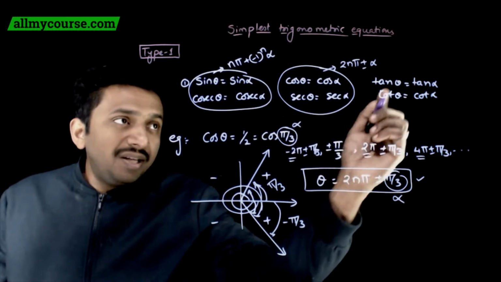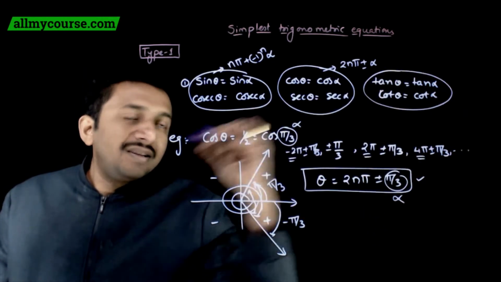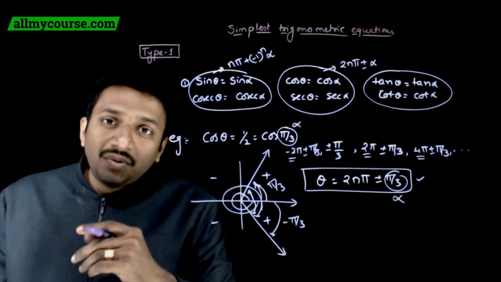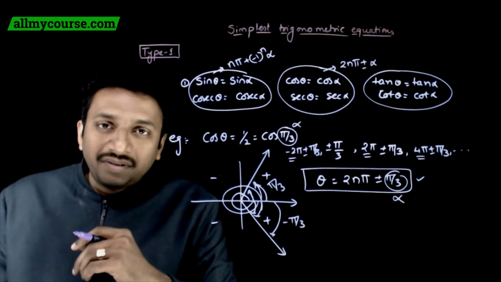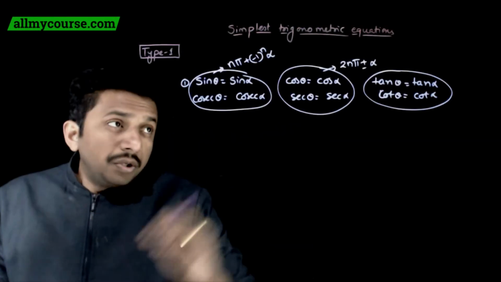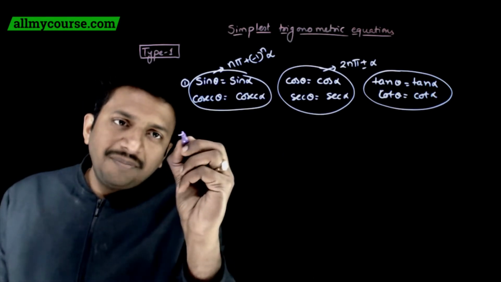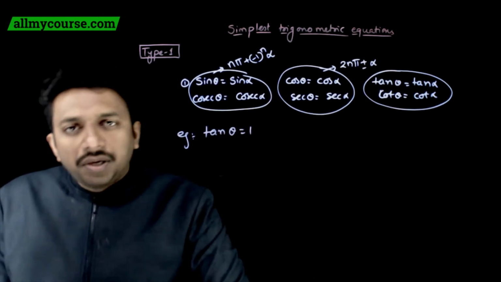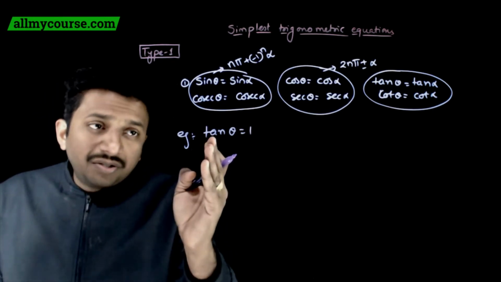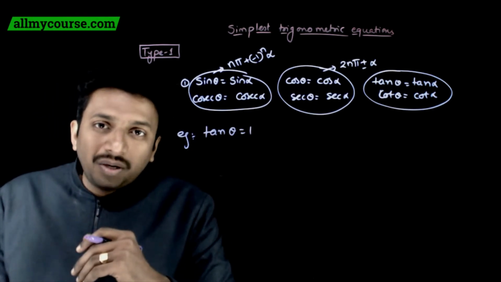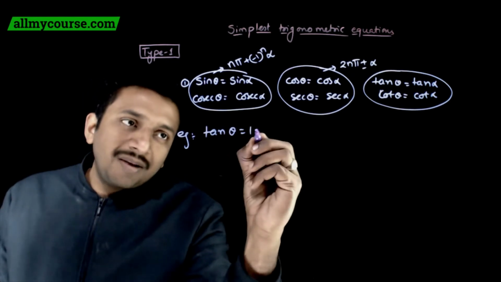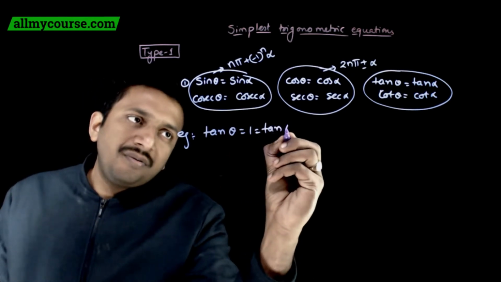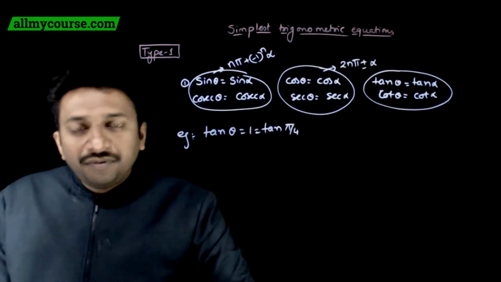Now let us go to the third equations. Tan theta is equal to tan alpha and cot theta is equal to cot alpha. So to understand these equations, let us take an example. Let us try to solve tan theta is equal to 1. So now we know that 1 can be written as tan of 45 degrees, that is pi by 4.